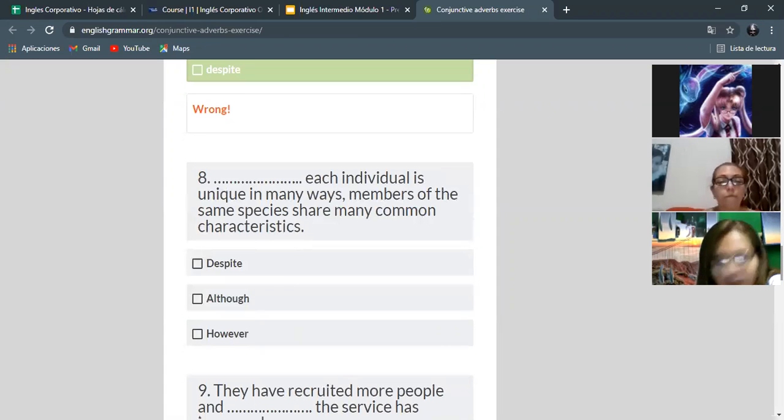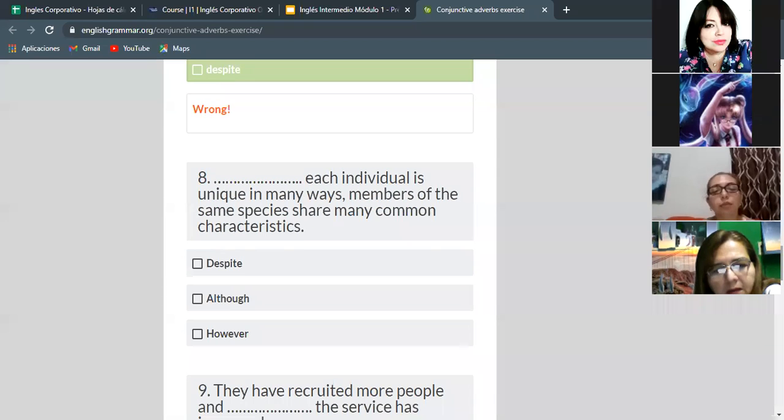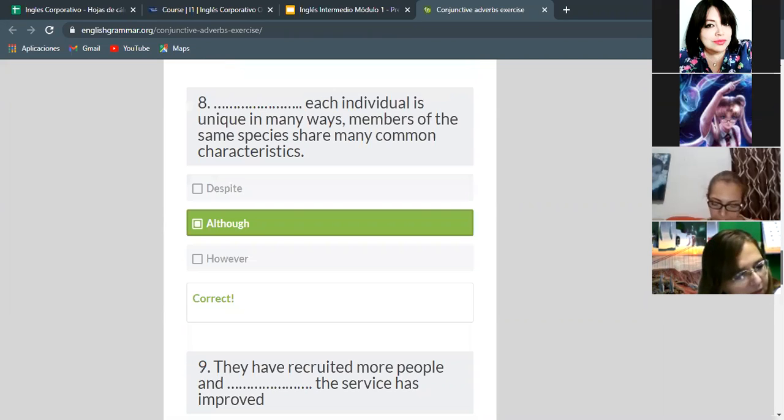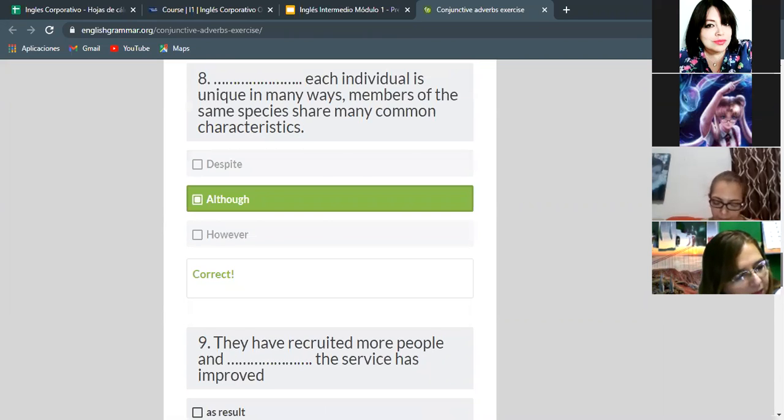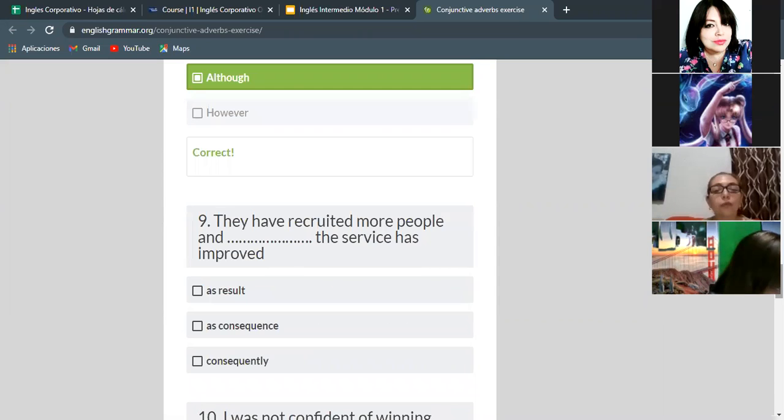Okay, number eight. It says each individual is unique in many ways. Members of the same species share many common characteristics. So it's going to be despite, also, however. Also. Everybody agrees? Yes. Also. And that is correct. Good. Nice.